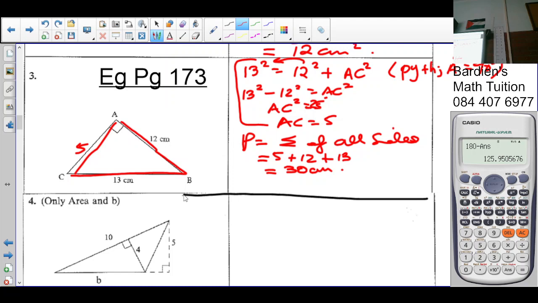Huh? Why did you minus it? Because we want to solve for AC. Can you see what must we do? We must get it on its own first. So I took it over the equal sign.